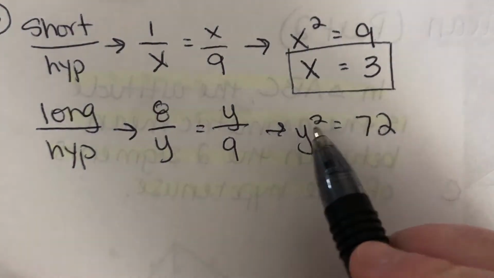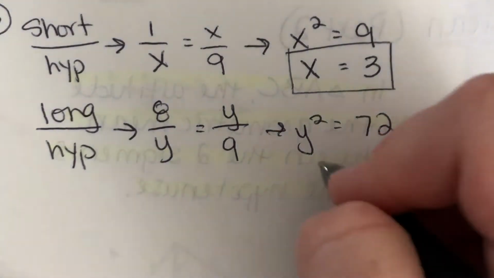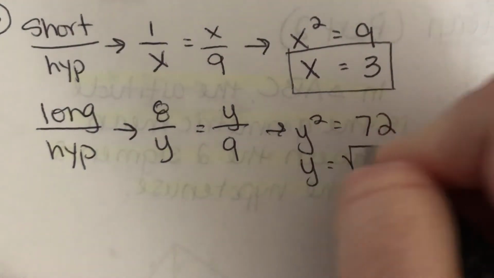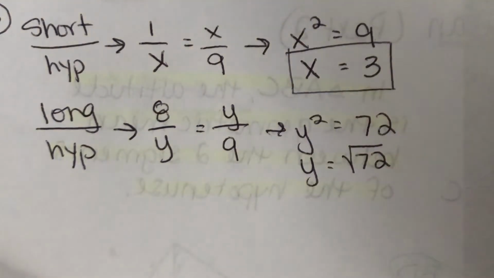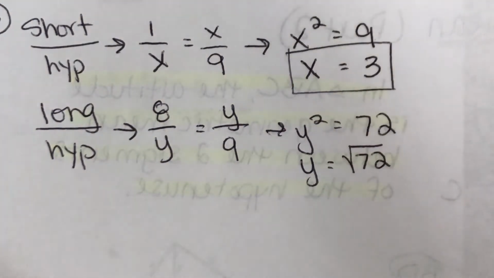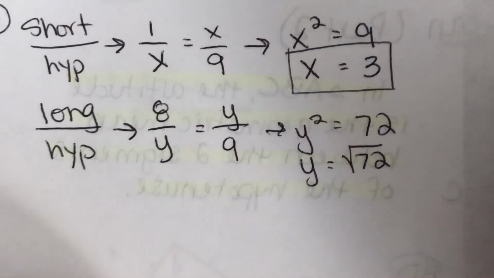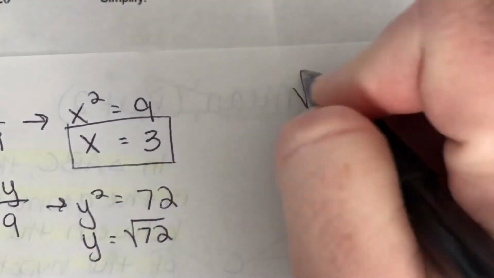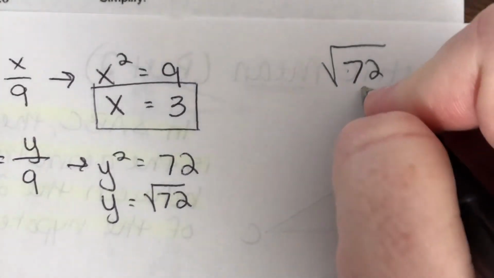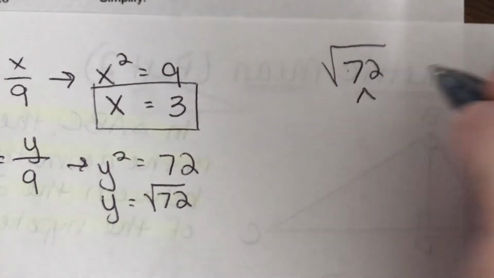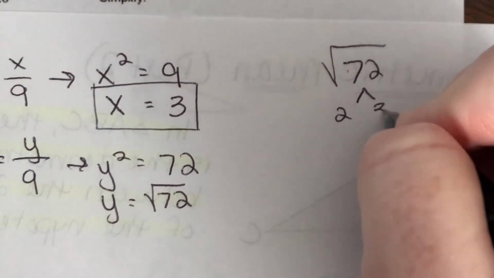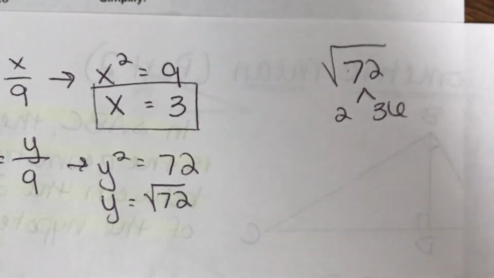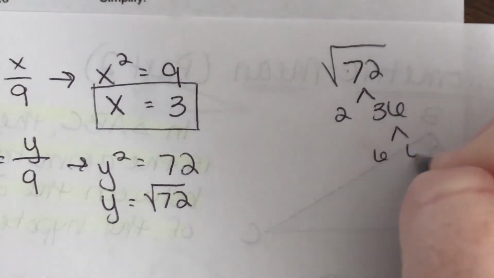Okay, and then I take the square root of both sides, and I get y equals the square root of 72. And now I can factor the square root of 72. So we'll do this off to the side here. 72 under the radical, I can factor it. So I can divide it by 2 and 36. Oh, I know 36 is a perfect square, so 6 and 6.